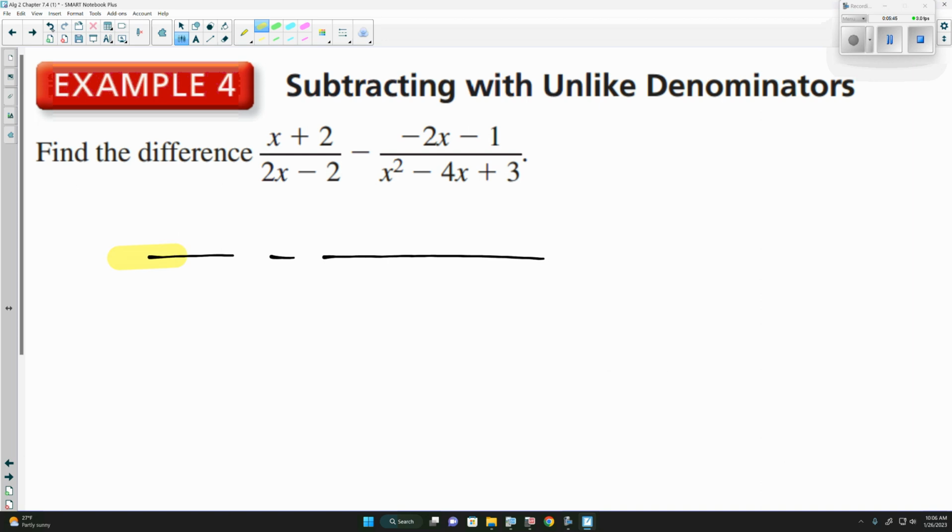The numerators x plus 2 is just still going to be negative 2x minus 1. Now when we look at the first denominator, 2x minus 2, we can't factor using parentheses, but there is a greatest common factor between 2x and negative 2, and that is 2. So if we factor that out, we're left with 2 times x minus 1.